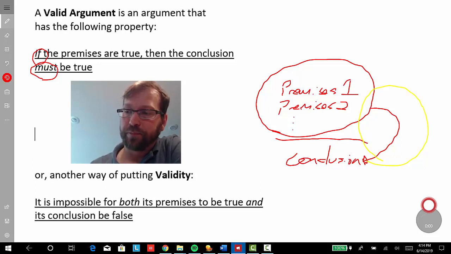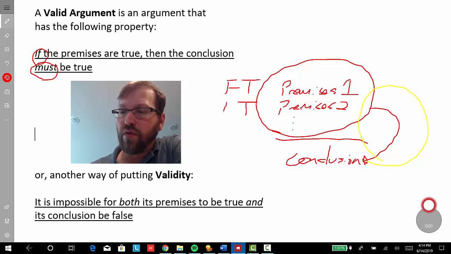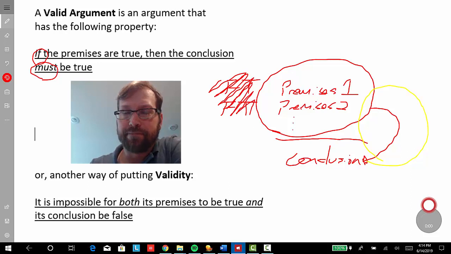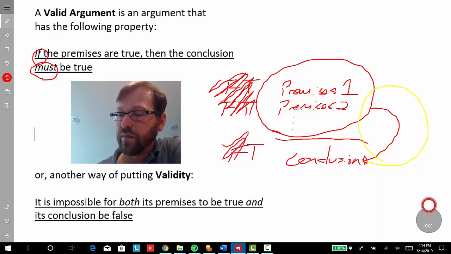I circled the if with red because when we're assessing validity, we're not yet worried about whether the premises are true or whether they're false. We're not worried about that yet. Okay? What we're worried about is if they turned out to be true, and now this is why I circled the must, would it be the case that there's no way for the conclusion to be false? So we're not even yet worried about whether the conclusion is true or false. We're worried about whether, if these premises are true, it would make it such that there's no way for the conclusion to be false. That is to say, it must be true.